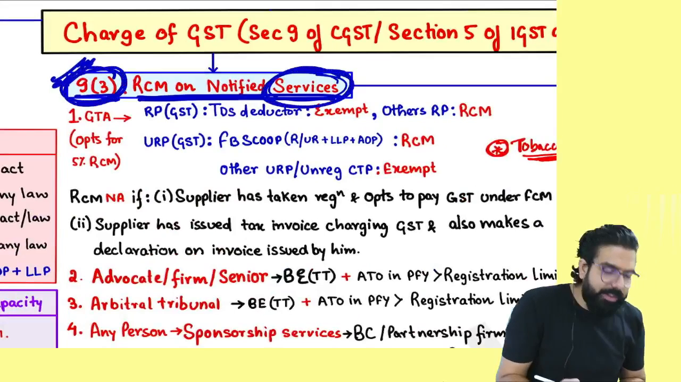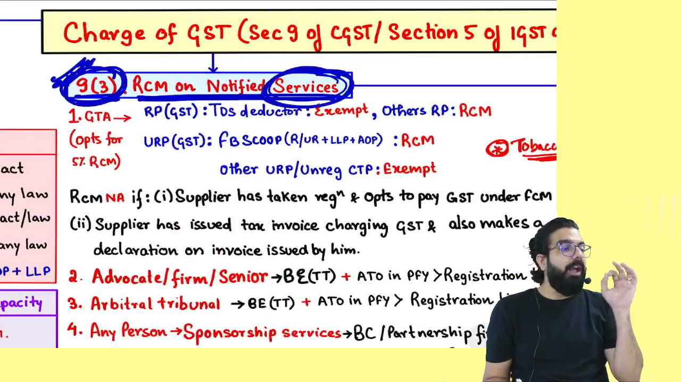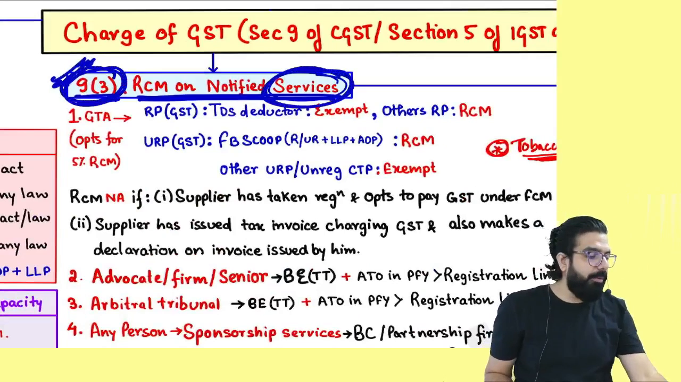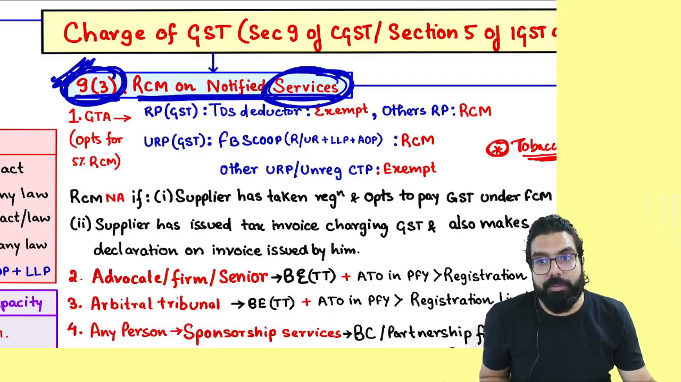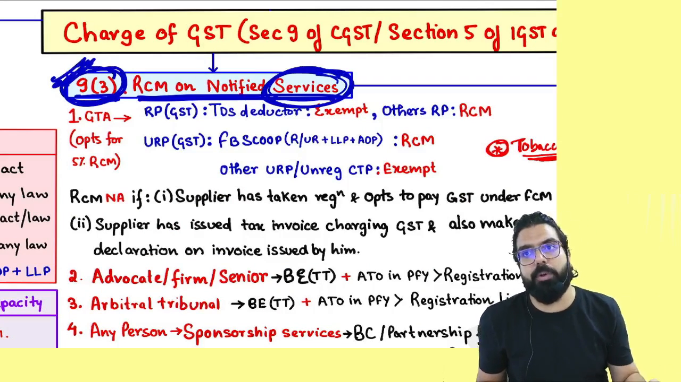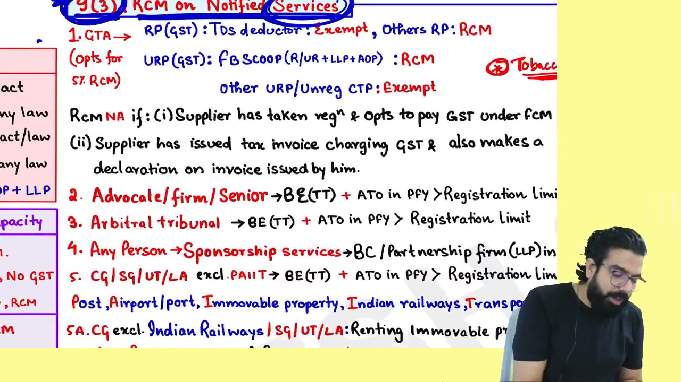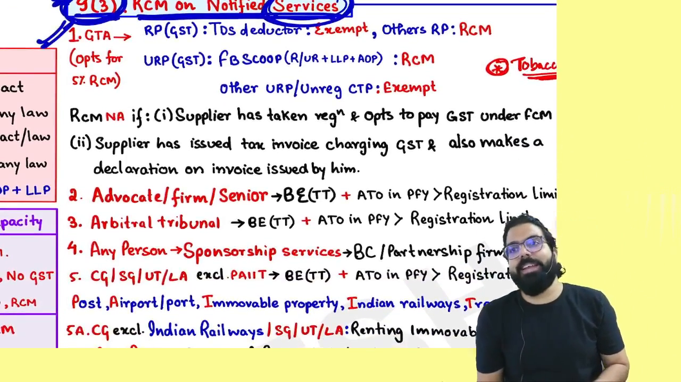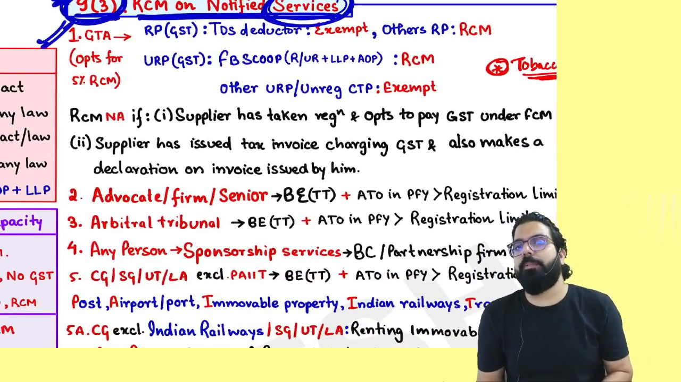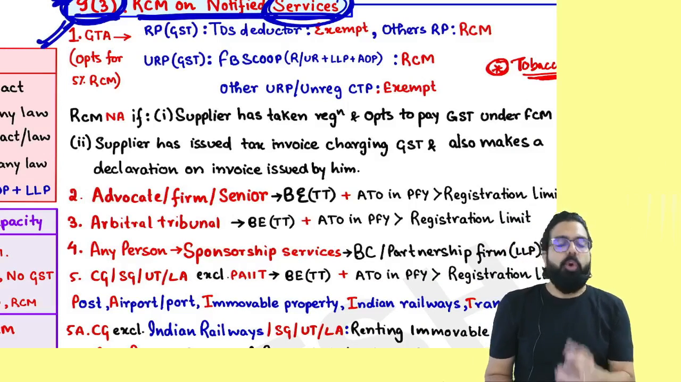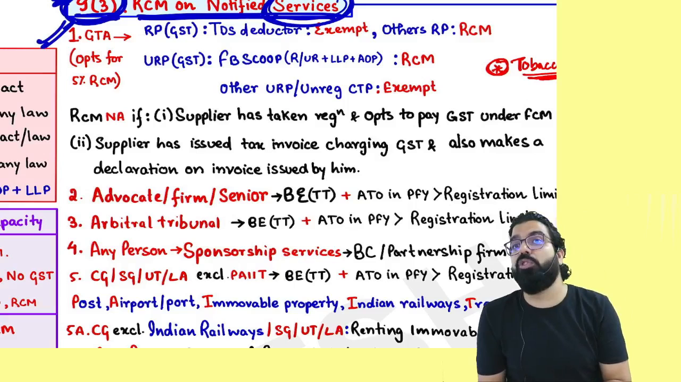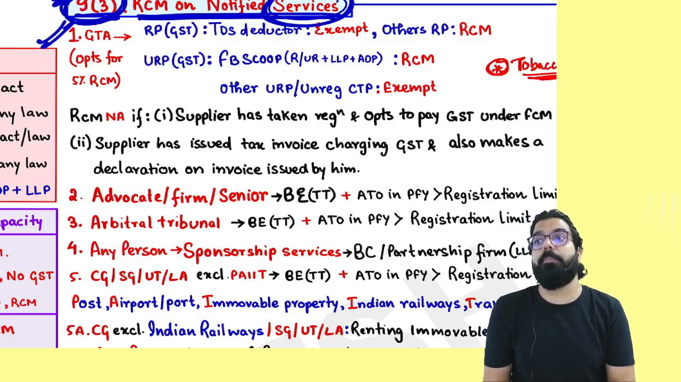What are the services on which GST is applicable under RCM? Please remember, everyone, GST on services under RCM is very, very important from the exam point of view. The first one is GTA. GTA means Goods Transport Agency. Who is a GTA? A GTA is one who issues a consignment note.